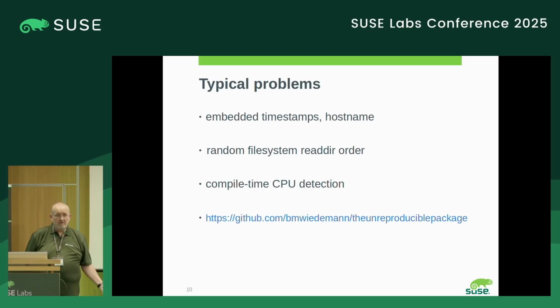can be random, depending on the file system and different things. Also, sometimes software tries to detect the CPU at compile time and then compiles according to the CPU it detected. There are many. Bernard is actually tracking that on GitHub. The link is there; it's a long link with examples. But these are the kinds of groups.